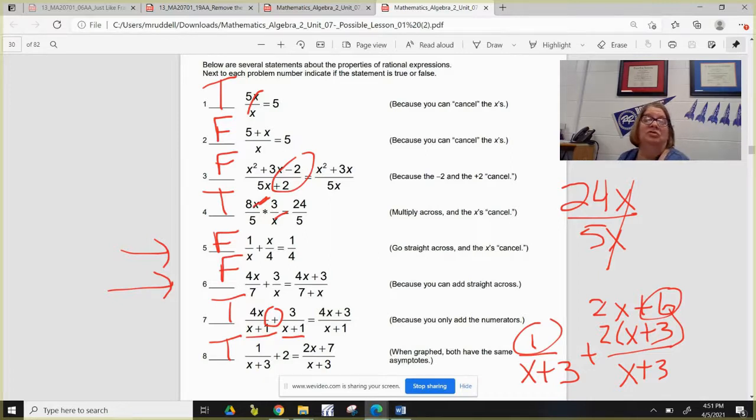Okay. So what do you notice? What do you see in the pattern there? When can you cancel and when can you not? You can cancel with multiplication. You cannot cancel with addition.